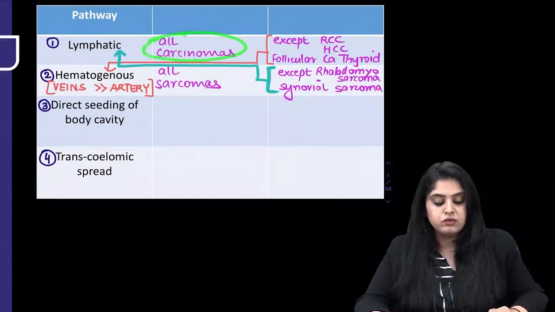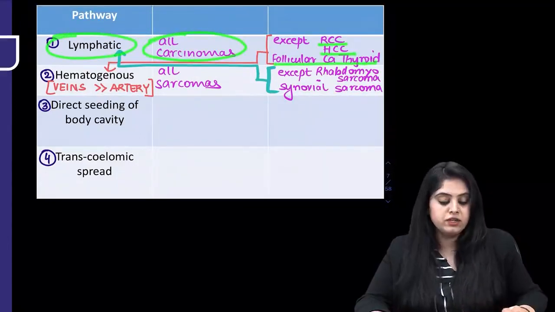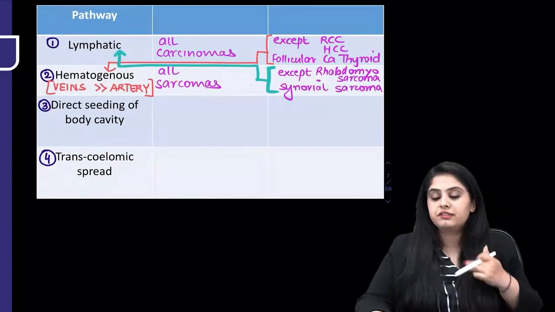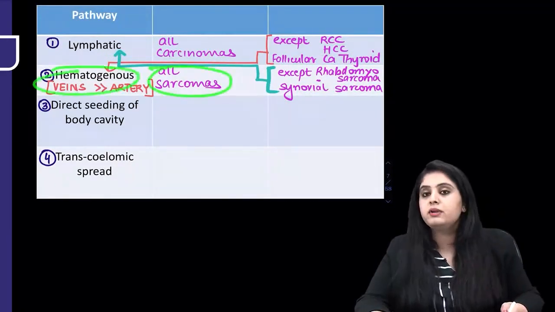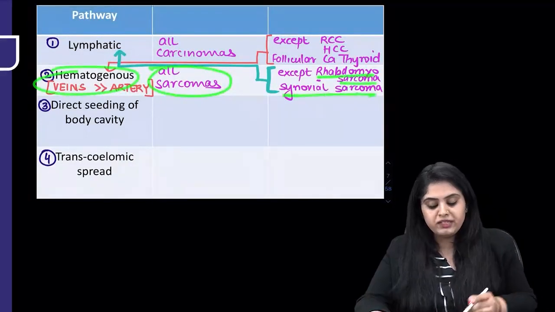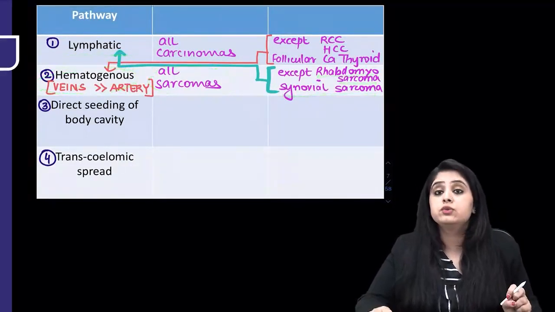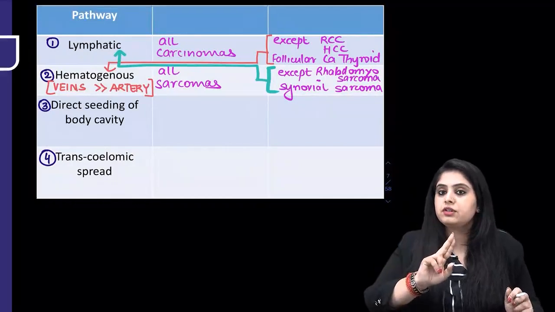Repeating, all carcinomas go lymphatic except renal cell carcinoma, hepatocellular carcinoma, follicular carcinoma, those go into the blood vessel. Similarly, all sarcomas go into blood vessel, but rhabdomyosarcoma and synovial sarcoma decided I will go into lymphatic channels. Everyone's understood the cross connection?